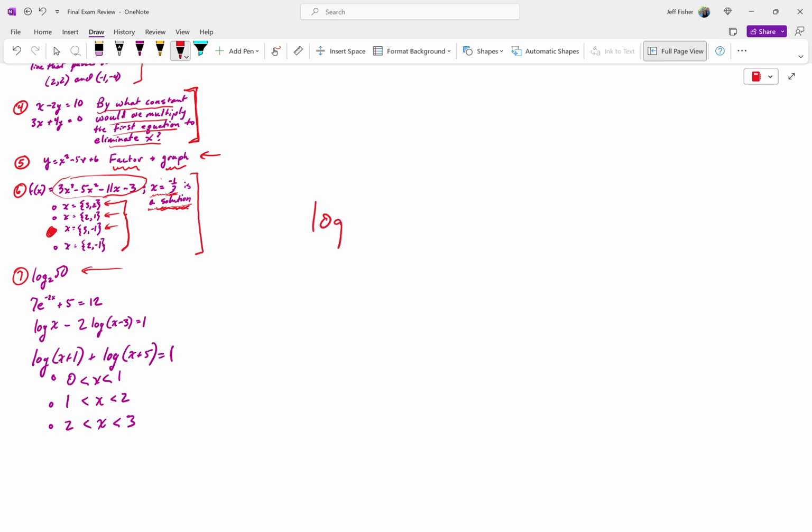Well, our calculator only does log, which is really log base 10, and the natural log, ln, right? So we have to use the change of base formula. So log base 2 of 50 can be rewritten as the base 10 log of 50 divided by log of 2. Again, remember, we're putting the 50 in the numerator, and we're putting the base in the bottom, right?